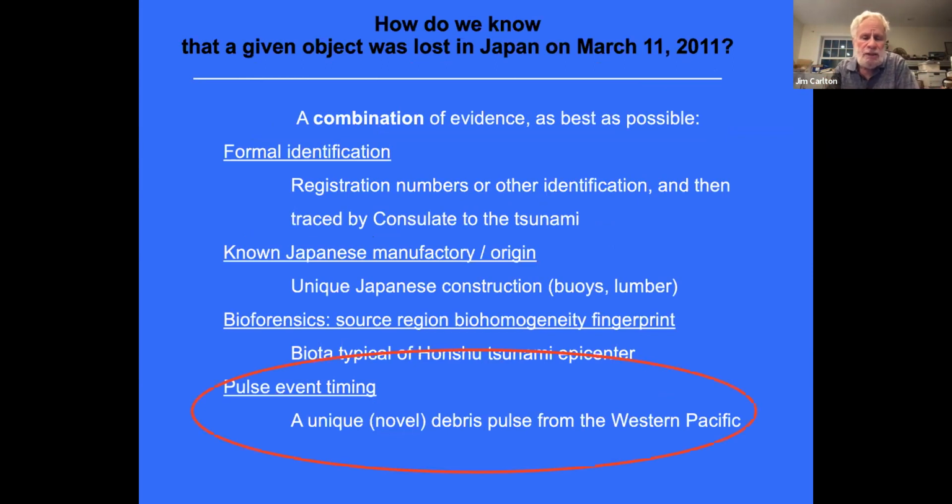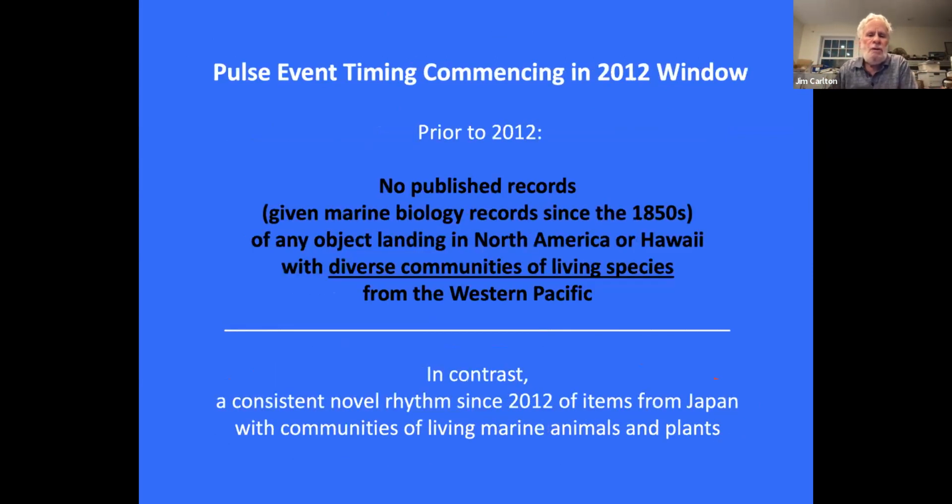And this is an interesting piece of history, which is that prior to 2012, there are in fact no published records along the Pacific coast, and we have data going back to the 1850s, of any object landing in North America or Hawaii with these communities of living species from the Western Pacific. In contrast, here comes a very consistent pulse. This does not mean that this did not happen. This means it was vanishingly rare and it had not been recorded in the biology, ecology, historical, or policy literature.